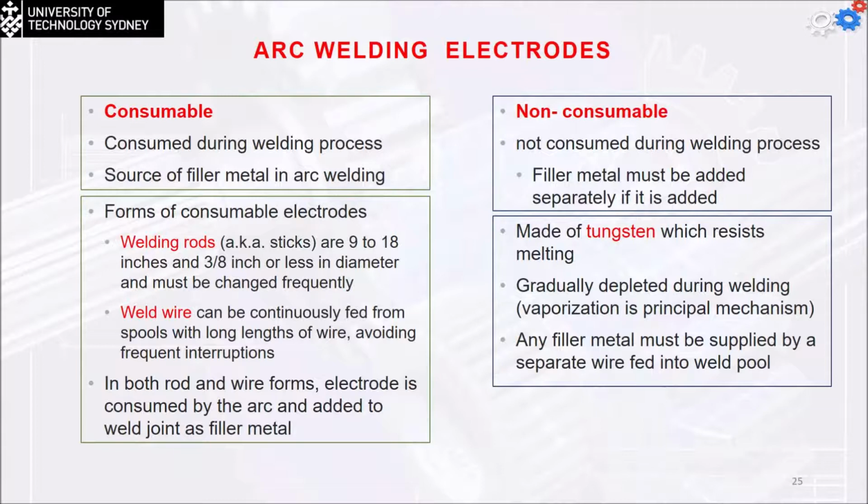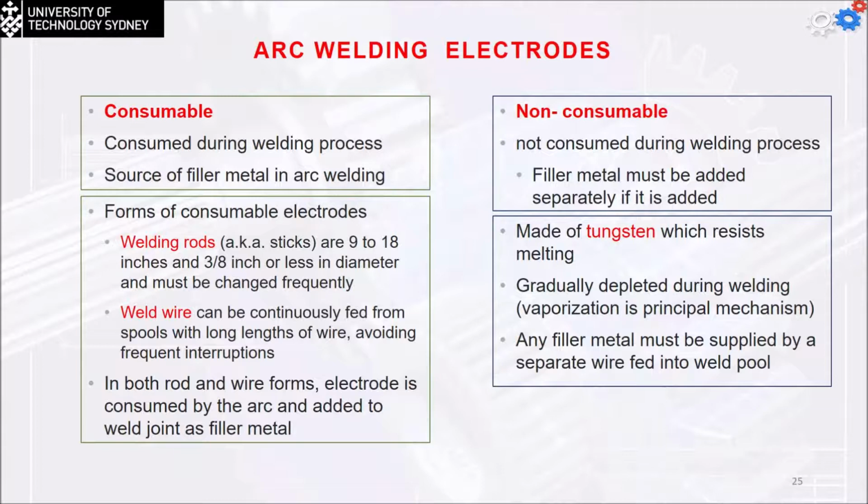The welding rods are the most common, and they are 9 to 18 inches in length and 3/8 inches or less in diameter, and must be changed frequently. Also, instead of using rods, we can supply a wire. The wire is going to be supplied all the time from the spool until we finish the welding. The spool, which is a roller, keeps feeding through the handle itself to do the process of the welding.